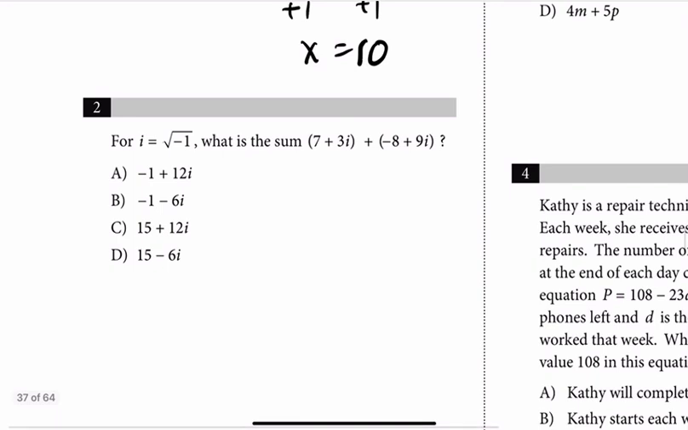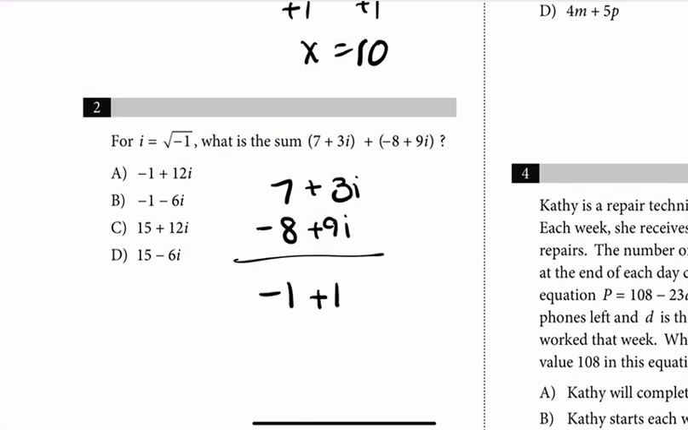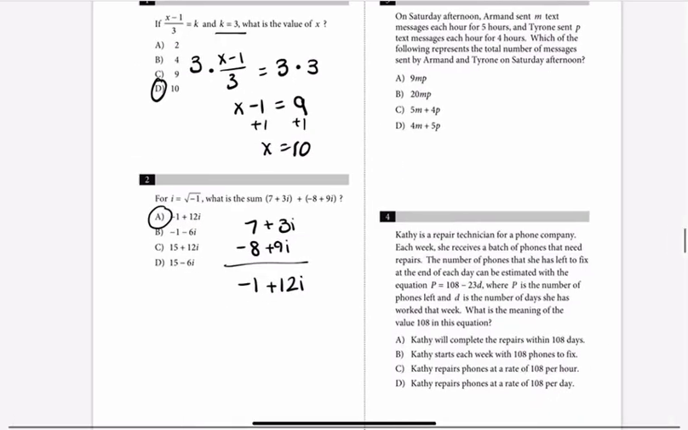Number 2, what is the sum of that? So I'm going to rewrite it like this so that it's easier for me to just add together. So 7 minus 8, you're going to add the like terms. This is adding complex numbers. So it's going to be negative 1 plus, and then 3i plus 9i is 12i. So that's A.